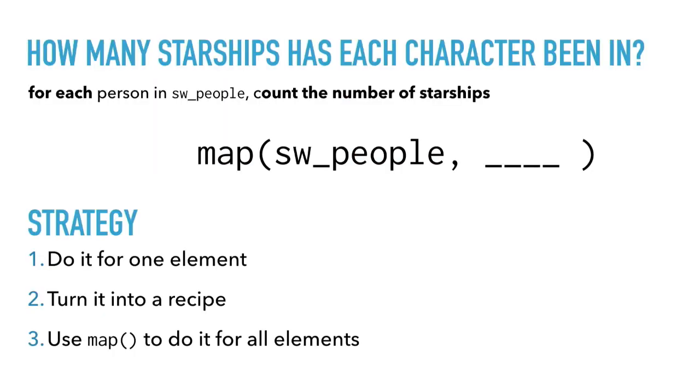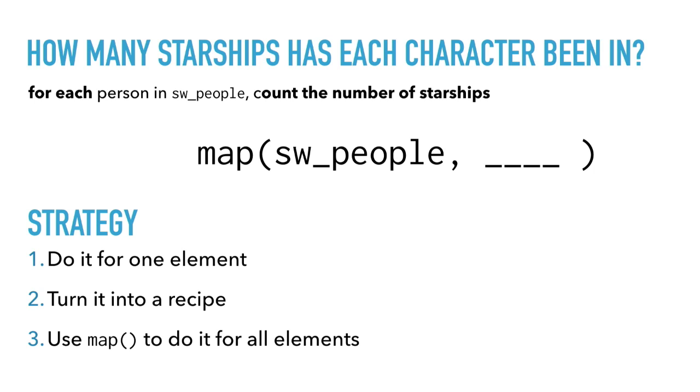Okay, so here's a question that we might ask about this specific object, SW_people: how many starships has each character been in? That is an iteration problem, because what I want to do is, for each person or each element in that SW_people list, count the number of starships. So for each blank, do something. For each person, count the number of starships. That immediately tells us what our first argument to map should be. It's that object that we want to iterate over, for each person in this SW_people object. So that's our first argument sorted.